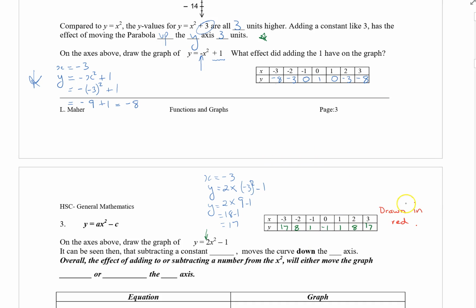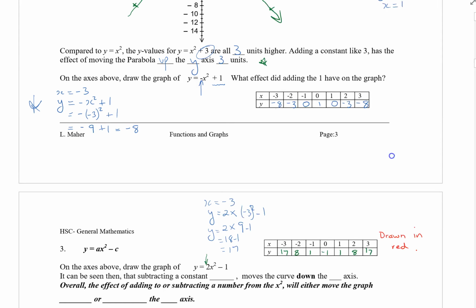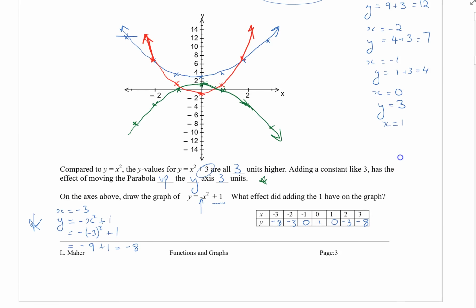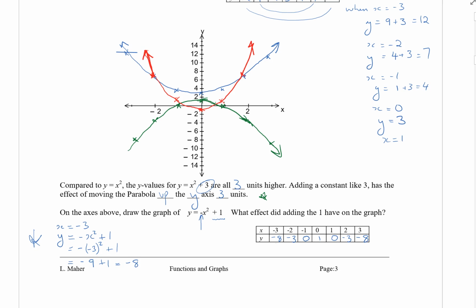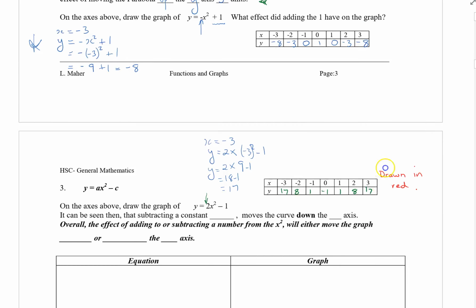Now, I've actually said here, I'm going to draw this graph up above in red. So let's go back. I've done that. I've plotted those points. And yeah, we've got a thinner looking parabola happening. That's because of the 2 in front of the x squared. And being pushed down 1 unit pushes it below the x-axis, just 1 unit.